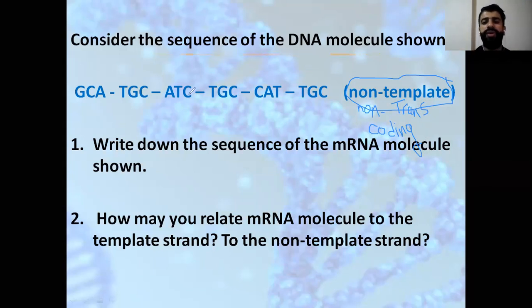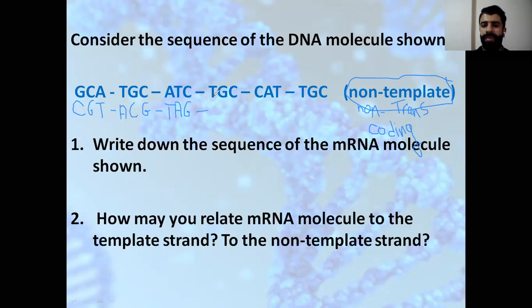Why? If we want to write the complementary strand, the complementary of G is C. The complementary of C is G. The complementary of A is T. The complementary of T is A. The complementary of G is C. The complementary of C is G. Let's continue. The complementary of A is T. The complementary of T is A. And the complementary of C is G.